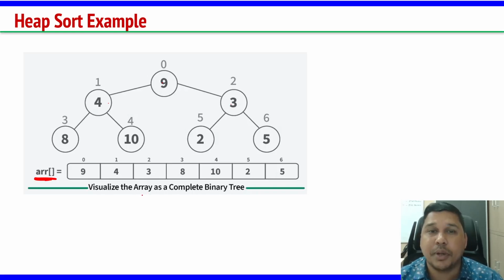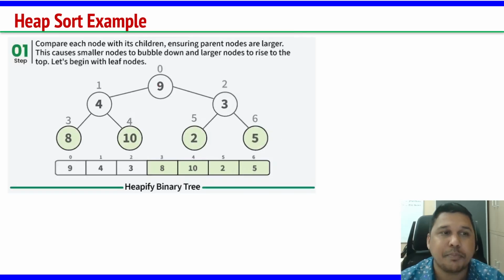So, the first step: if the given array is not in max heap format, we have to convert it into a max heap. How do you convert to a max heap? First, you compare each node with its children, ensuring that parent nodes are larger than their children. So, compare 2 and 5 with 3. Comparing 2 and 3 is satisfied, 5 and 3 not satisfied. So, what do you have to do? You have to bring 5 here and 3 here.